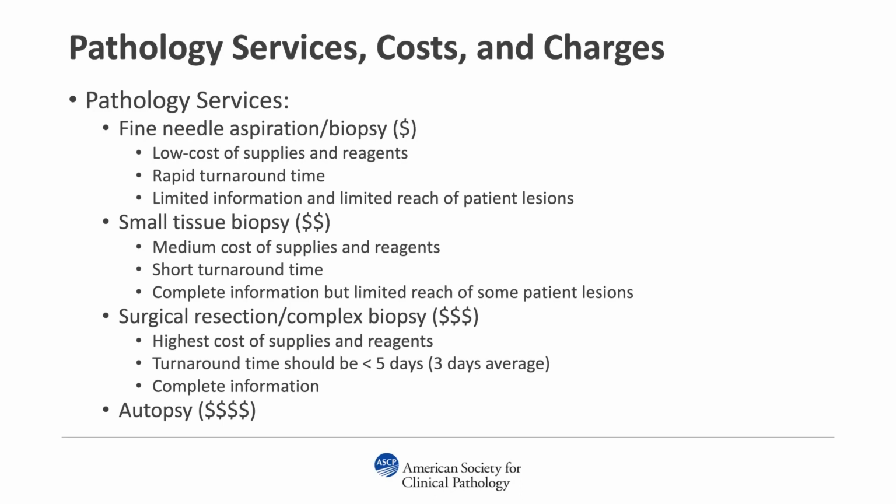Okay. Next, we have our surgical resection or complete biopsy, which you're all familiar with. This is the highest cost of supplies and reagents. The turnaround time should be less than 5 days. The average is about 3 days, and it does give you complete information. So this is a mastectomy, a lung resection, a colon resection, a kidney resection, a large skin resection, right? It takes you time to process it. It's a lot of intense work for the pathologist and the technical staff and the lab staff, et cetera, but it gives you the most information, right? And you can pretty much reach anywhere if you have a surgeon that can open a patient to get a sample.